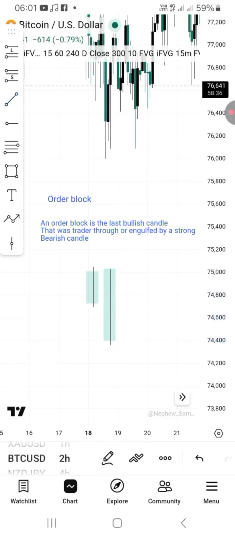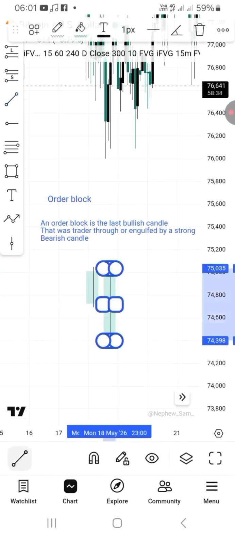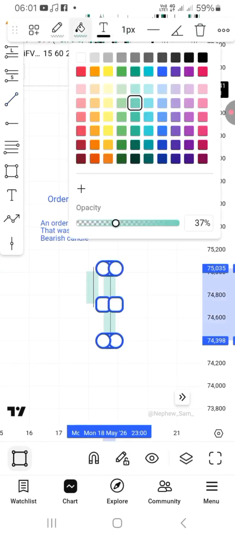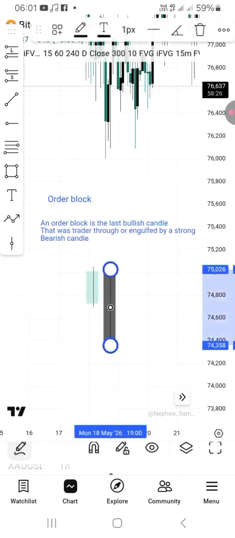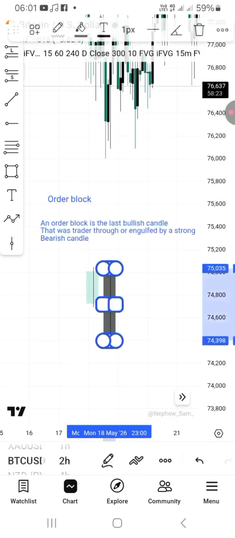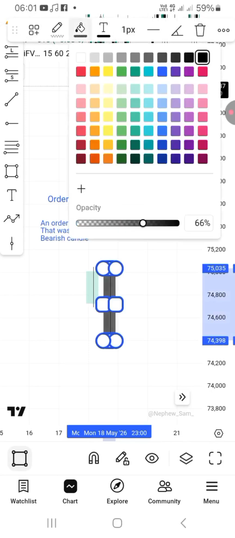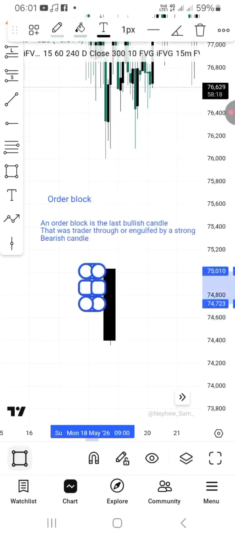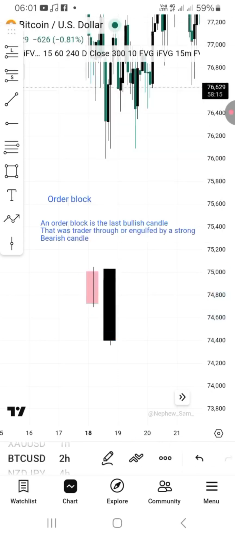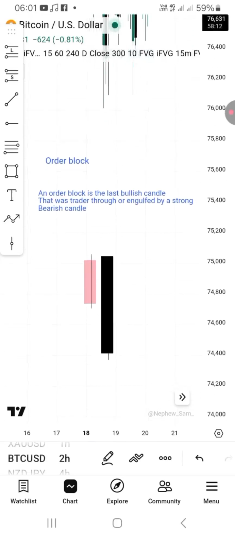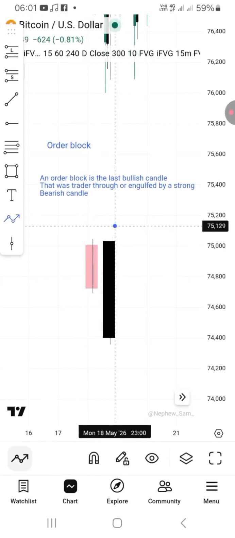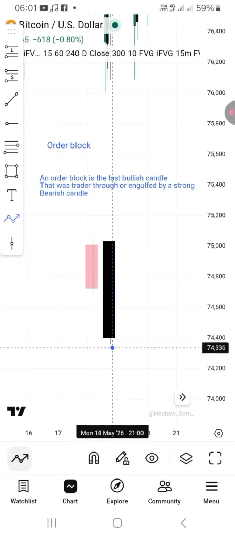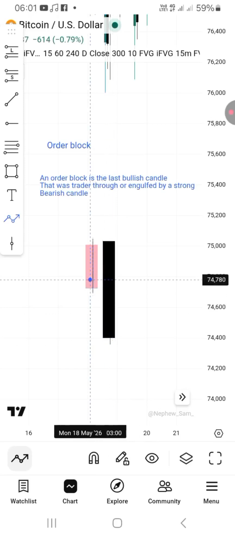All right, so let me change the color. Let me make this black, more black. Okay, this is it. And let me make this red. All right, this is it. So the order block is this guy here, this guy that was traded through by this guy. This is an order block for a bearish market scenario.